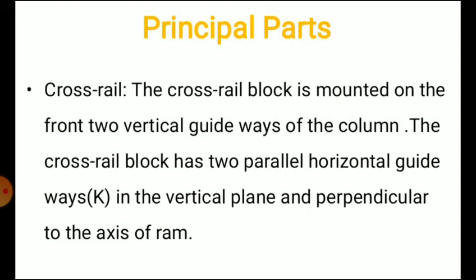So two movements, that is upward and downward, and cross movement, can be obtained with the help of the crossrail and the saddle mechanism.